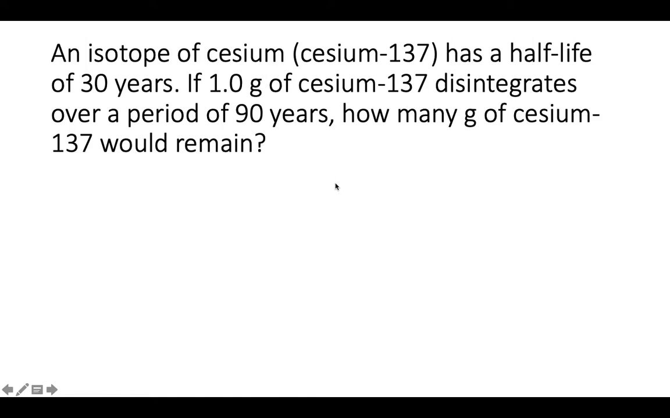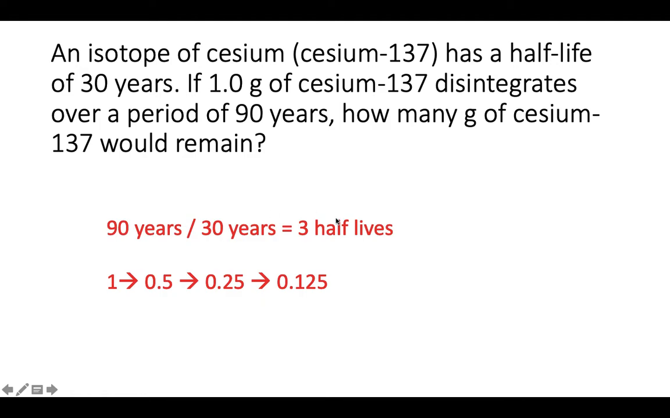Let's give this half-life question a shot. So if the half-life of this element is 30 years, and 90 years go by, well, 90 divided by 30 is 3 half-lives, so all we got to do is cut the starting mass in half 3 times. Cut it in half once, in half twice, and half a third time to get 0.125 grams.